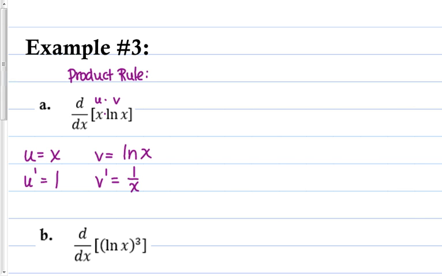Okay, so I have all my pieces. So now I'm ready to derive. So this equals u times v prime plus v times u prime, which is a 1, and I'm not writing that down because I don't have to. And there's my derivative. Now, you should be able to see that you can simplify these x's. They do cancel each other out. So my answer is just 1 plus the natural log of x.